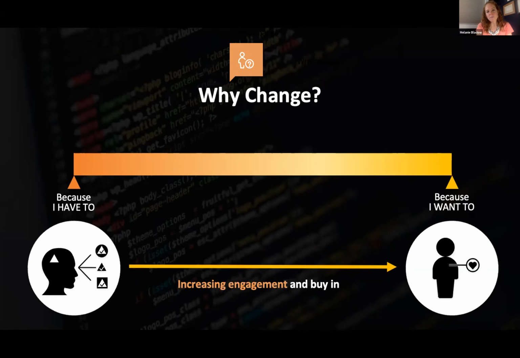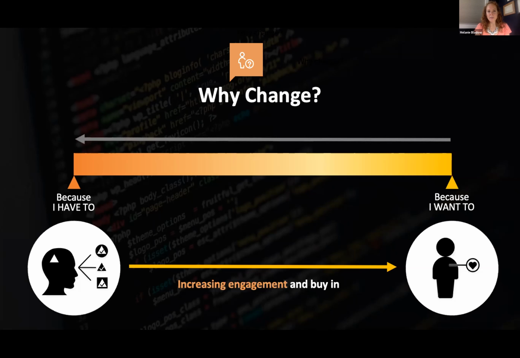The more you can move people from the left-hand side of this spectrum to the right-hand side of the spectrum, the more you will increase their engagement and buy into that change. And I'll talk you through a very simple method that I used recently for a large oil pipeline operator when we were implementing cloud-based technology.